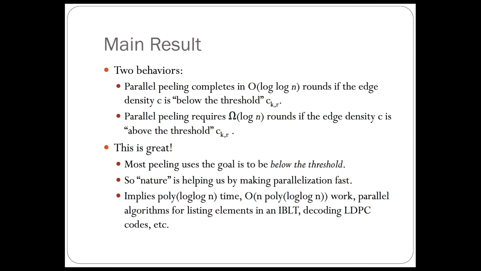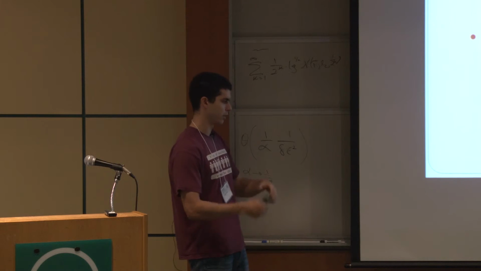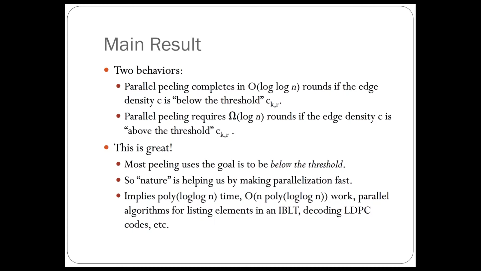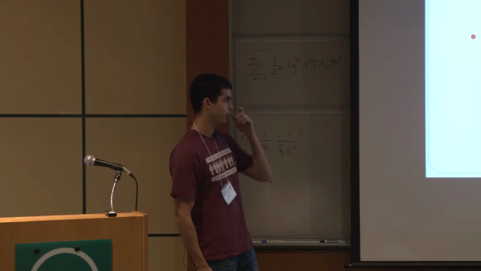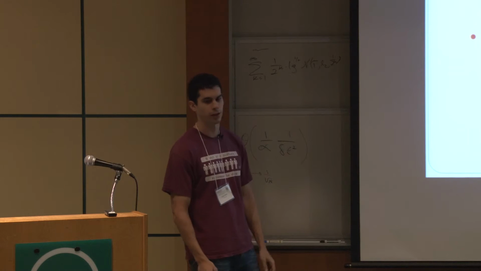Okay. So what we find is that there are two behaviors. If you have a random hypergraph where the edge density is less than this threshold for appearance of a non-empty k-core, then you only need order log log n rounds of peeling before you actually get to an empty graph because there is no k-core. If you're above the edge density threshold, so the k-core is non-empty with high probability, then you need order log n rounds of peeling. That's actually tight. So both of these are tight. So this is great, actually, because most of these data structures should be designed with the k-core to be empty. So nature has put us typically in the setting where we only need log log n rounds.